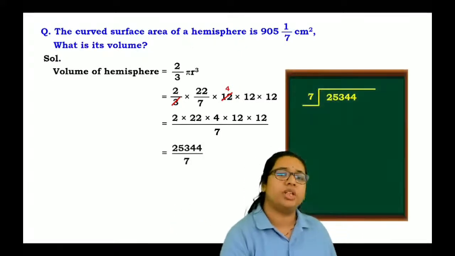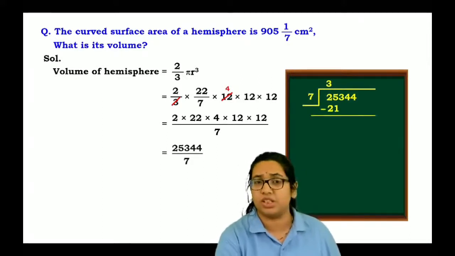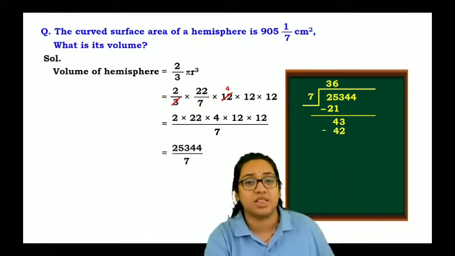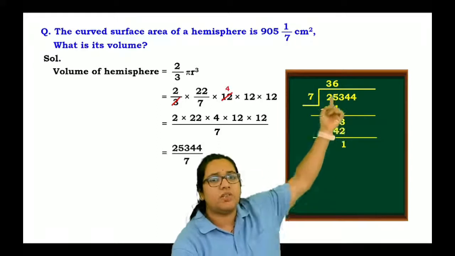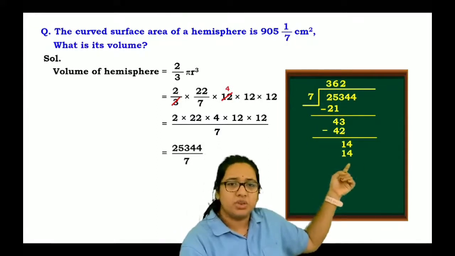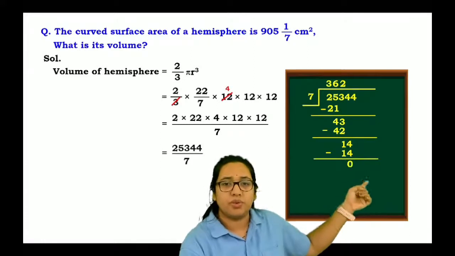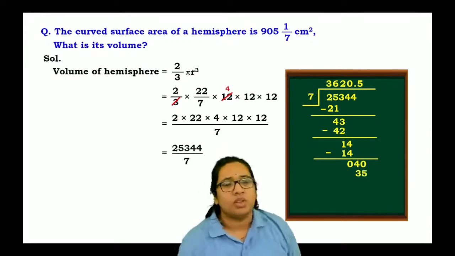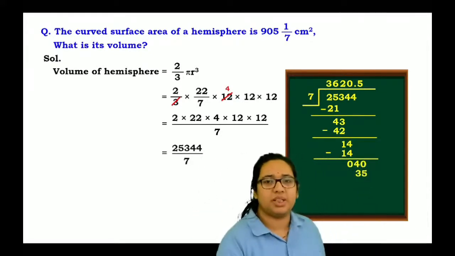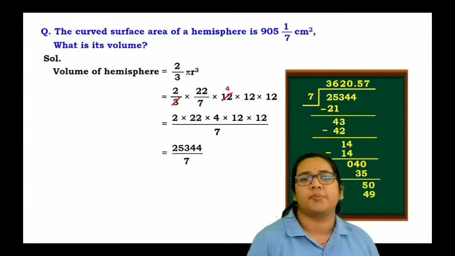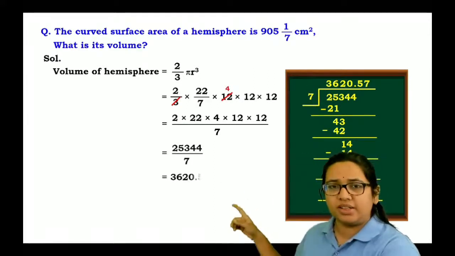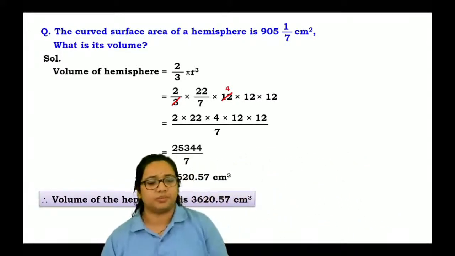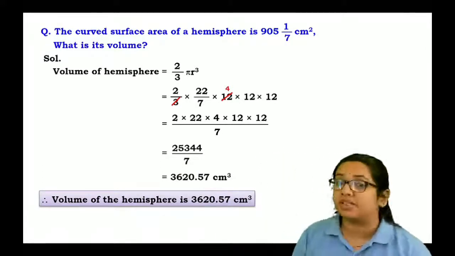So volume of the hemisphere is nothing but we just have to consider this division. Are you getting this one? 7 3s are 21, then remainder will be 4. Then again we consider 7 6s are 42, remainder will be 1 here. Then we'll take the 4, 7 2s are 14, then there will be 4. So we have to consider 0 point there, right? Volume of the hemisphere will be something like this: 3620.57 cubic centimeter.